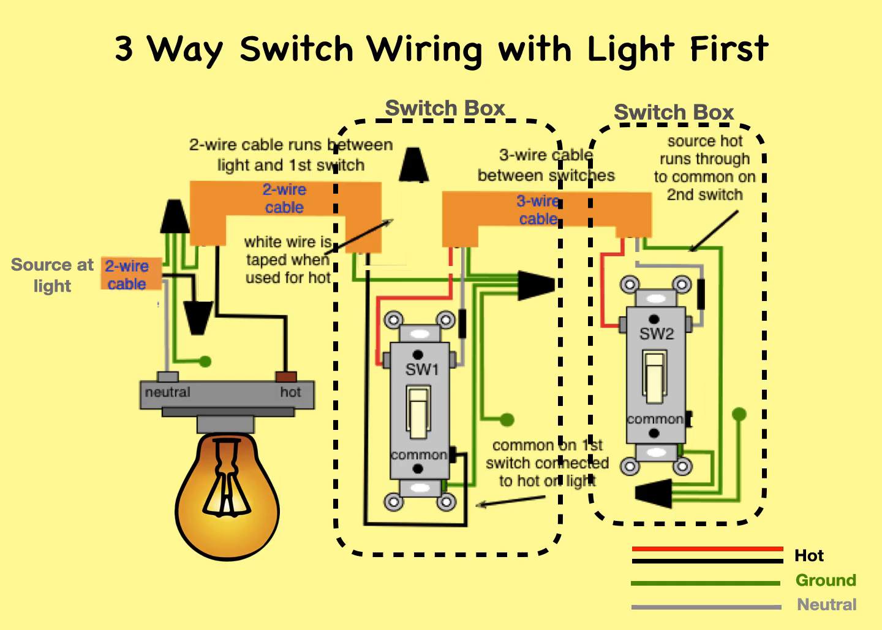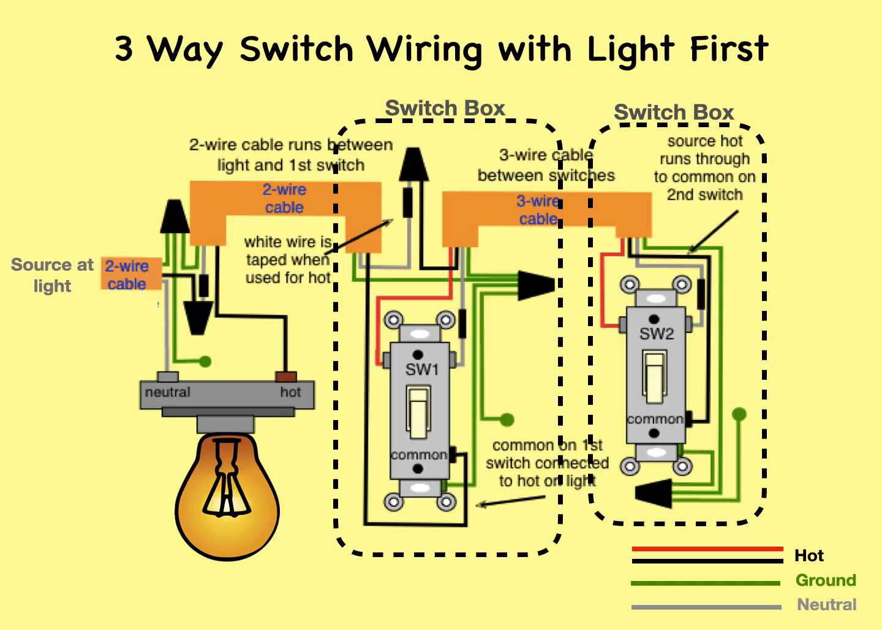In this slide, the source for the circuit is at the light fixture and the two switches come after. Two-wire cable runs from the light to switch number 1 and three-wire cable runs between switch 1 and switch 2. The hot source wire is spliced at the light box to the white cable wire running to the first switch box. There is a splice to the black wire running to the second switch box, which is then connected to the common terminal on switch number 2. Remember, when the white wire is used for hot like this, it is marked with black tape or paint.